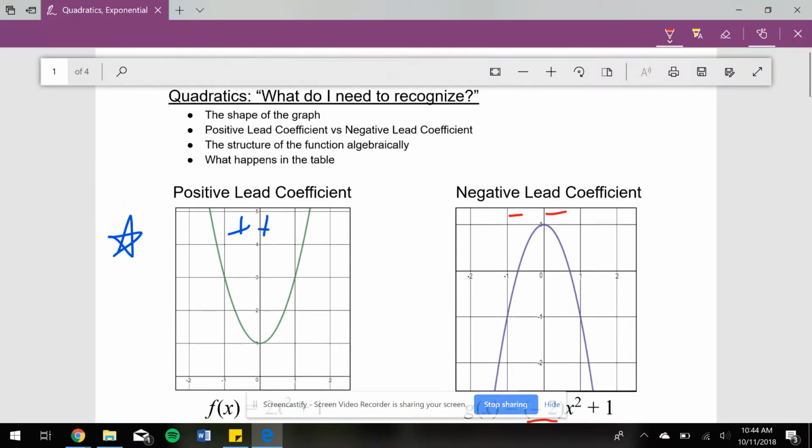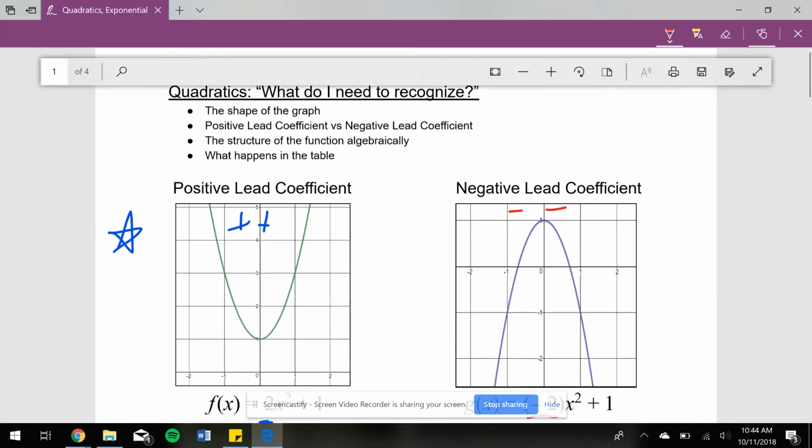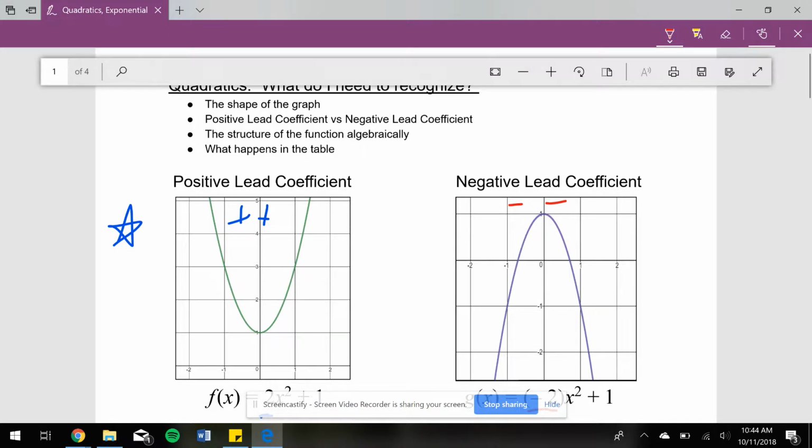So the main thing to recognize is the shape of a quadratic. Really, it's called a parabola. And if it's positive or negative, we'll determine if it faces upward, if it's concave up or concave down.